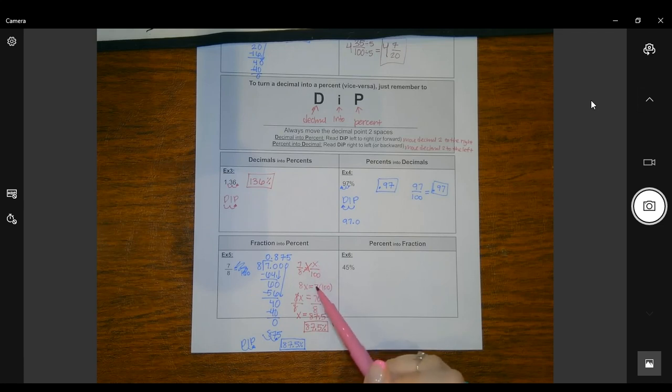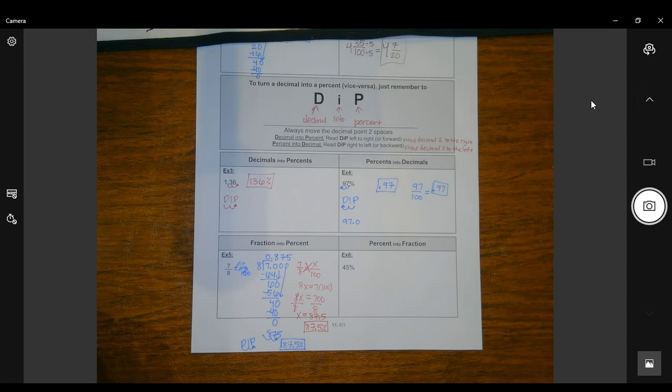So I like this way, because then I don't have to worry about moving the decimal. Whatever I get, that's the percent. But this way still works. Top number divided by the bottom gives me the decimal, and then I can move the decimal to become a percent if I move it 2 places to the right. Okay, no matter which way you did it, you should have gotten 87.5%.